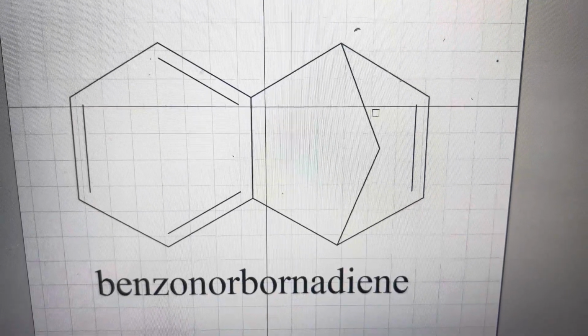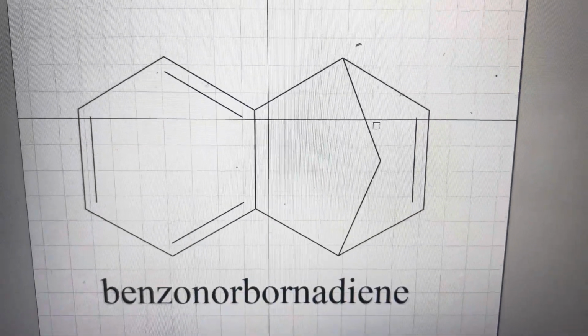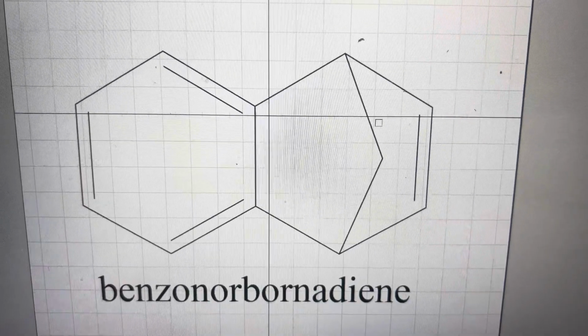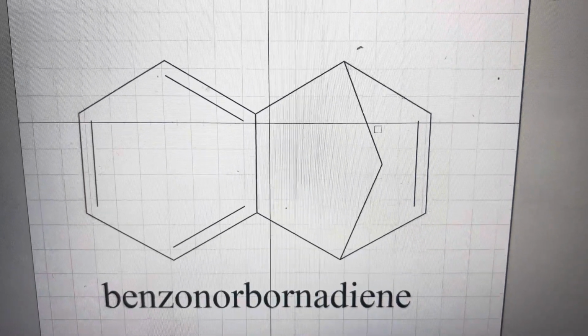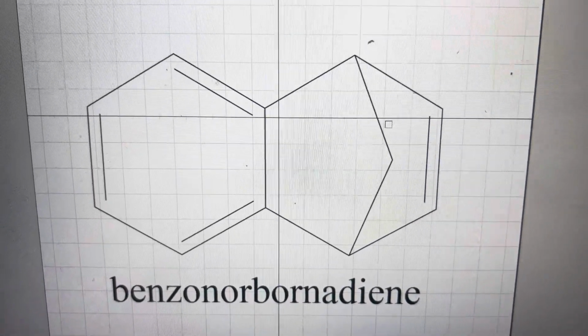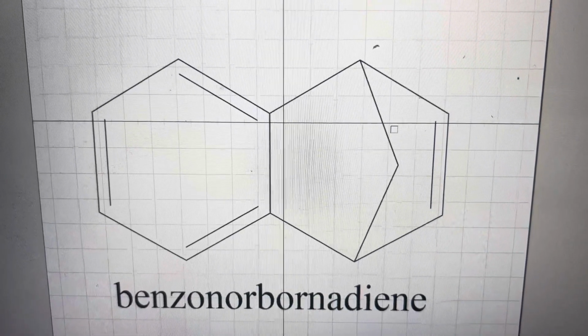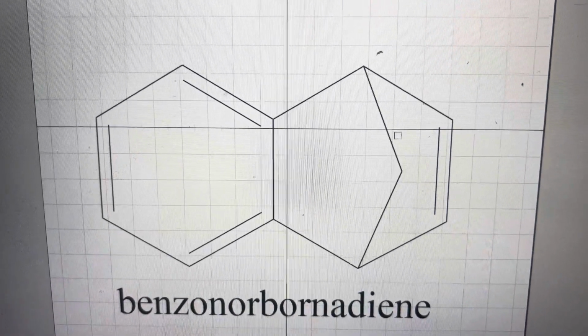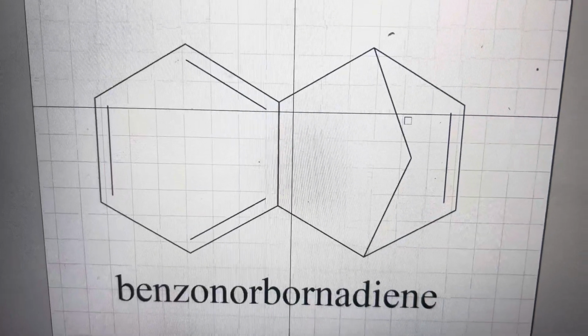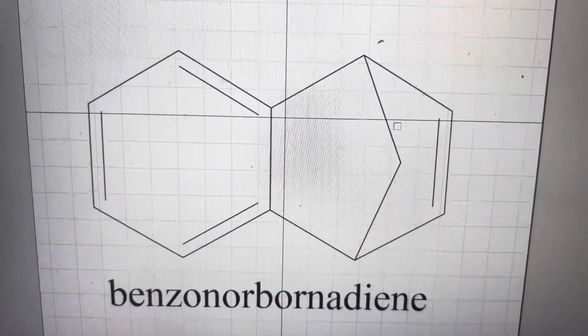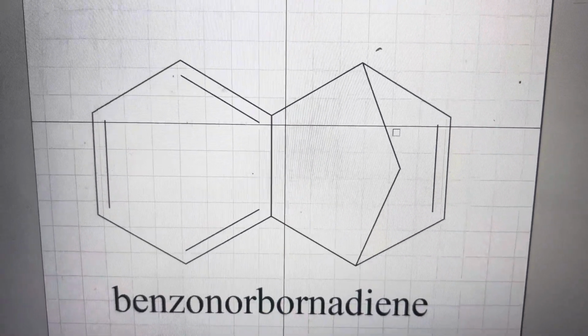Most chemical reactions produce configurational isomers. There may be two products, endo and exo. This is a benzonorbornadiene molecule. When its epoxidation takes place, two products are made, endo and exo.